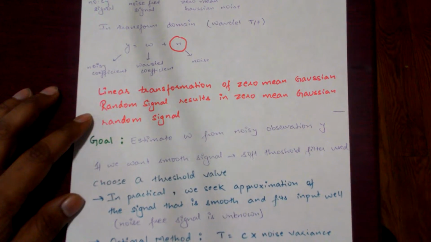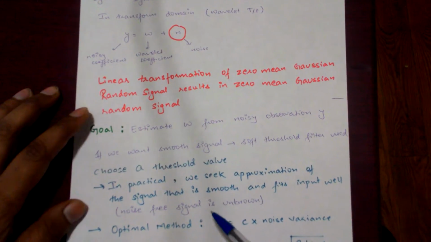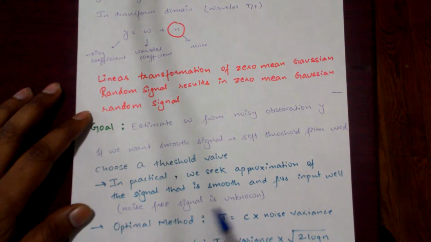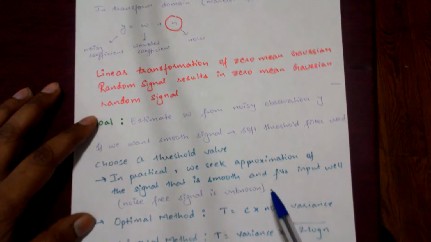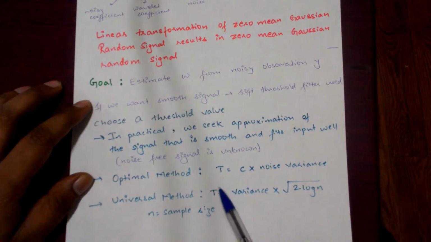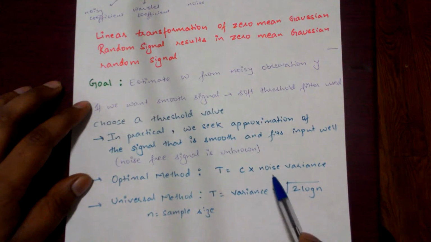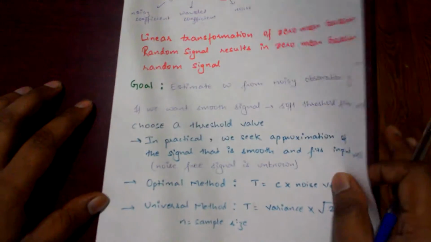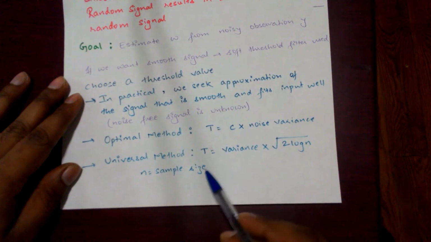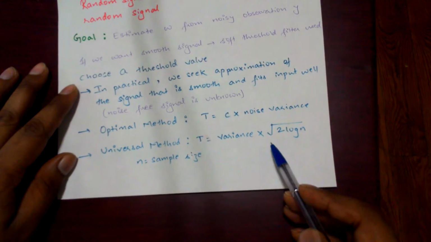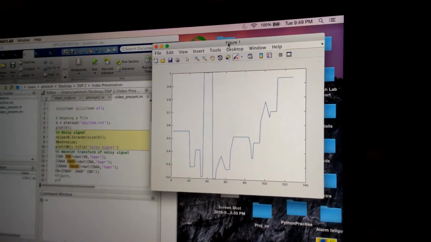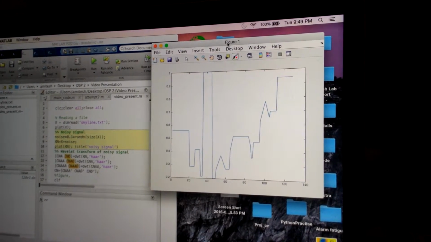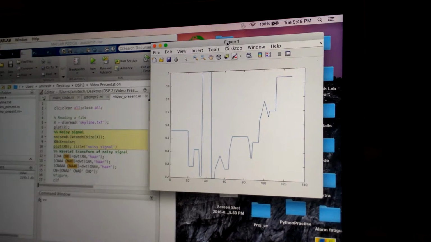There are three ways in which you can determine the threshold value. There is a practical way, in which the signal is unknown and we seek an approximation of the signal that is smooth and fits the input well. The second method is the optimal method, which takes the noise threshold as the noise variance. The third method is the universal method, in which the threshold is equal to the standard deviation times root 2 log n, where n is the sample size. Now I'll show how wavelet based noise reduction works by using thresholding.